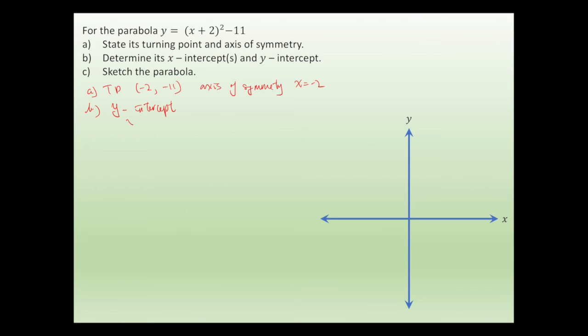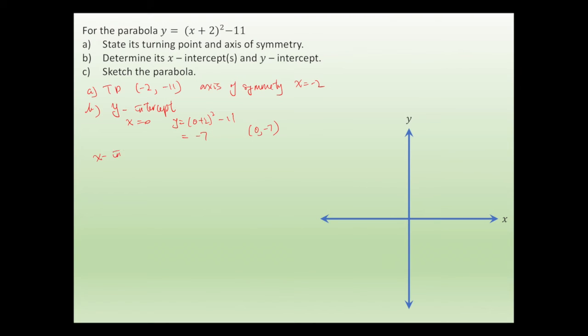You know that y-intercept happens when x equals 0. Therefore, y equals 0 plus 2 squared minus 11, which is 4 minus 11, which is minus 7. Therefore, the y-intercept is (0, -7).